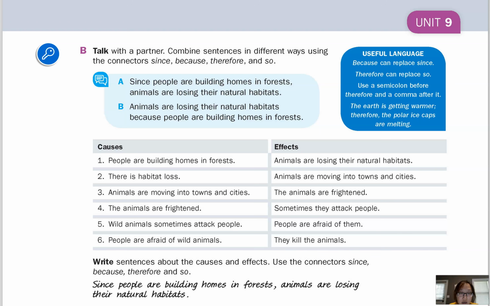Okay, so welcome to part 2 of our lesson. We are going to look at the answers for this activity.